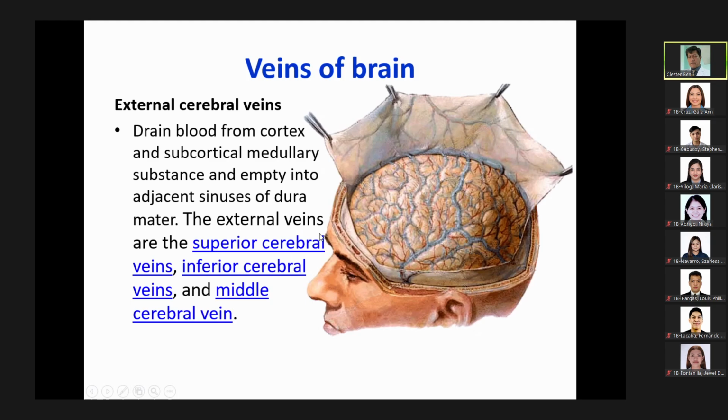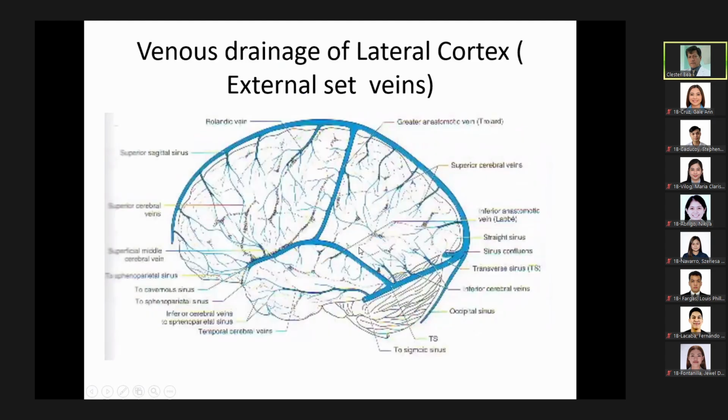So going back to the external set of veins, you have the superior cerebral, inferior cerebral, and the middle cerebral veins. So the superficial middle cerebral. These are the superior cerebral veins. In your inferior, this is how it would look like in the diagram.